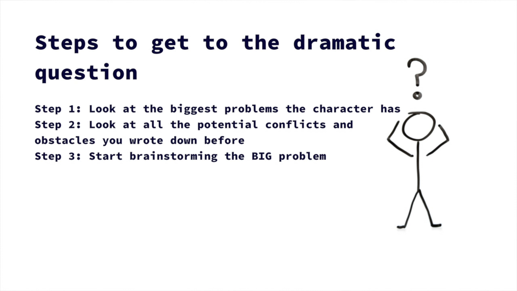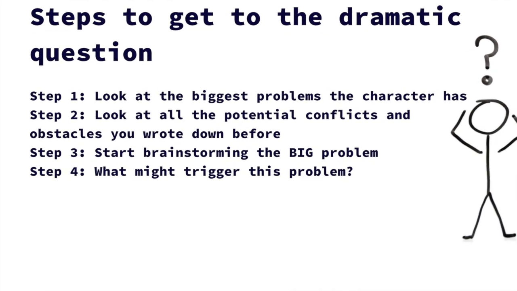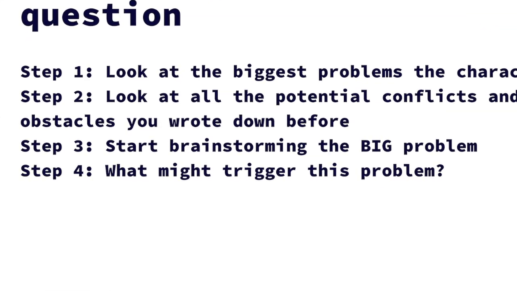And start brainstorming. You want to brainstorm the big problem. So from all the problems that you wrote down, which one of these is the bigger problem? Or which one is maybe overlapping all of them? And can be made one big problem. After you've brainstormed that big problem, you want to think about what triggers the problem. What can happen to make us show that the problem exists?